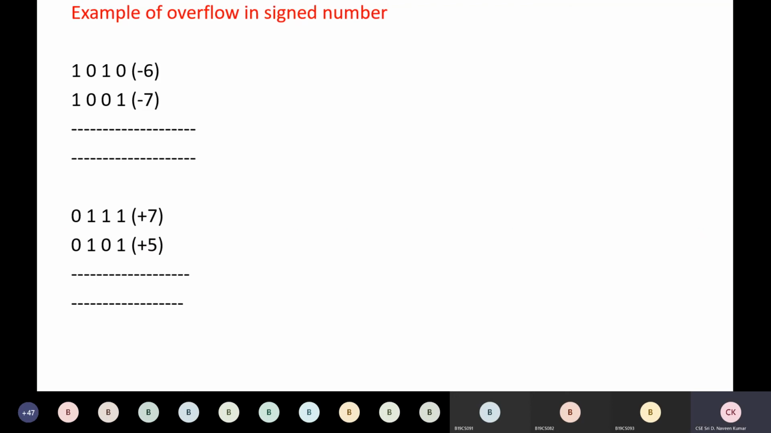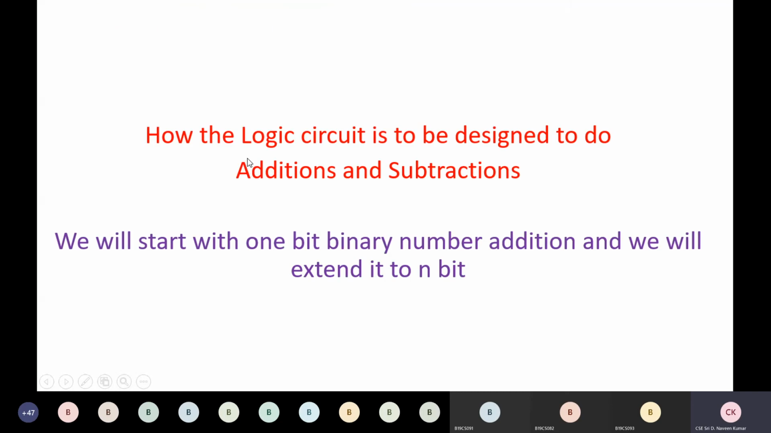I hope you had already done these things in your DE also. The actual concept is how the logic circuit is to be designed to do additions and subtractions. We will start with 1-bit binary number addition and extend it to n-bit. How will we do this addition and subtraction logic circuit? We'll start with 1-bit binary number addition.